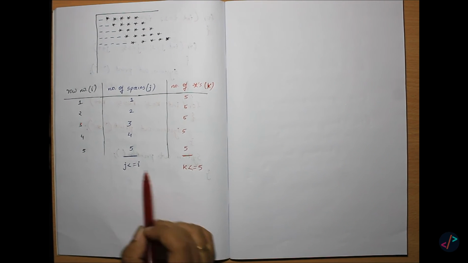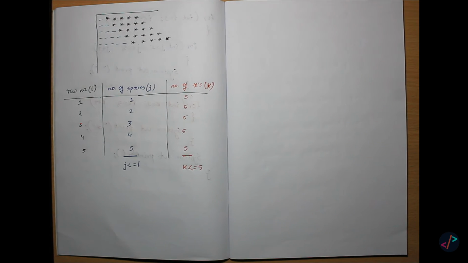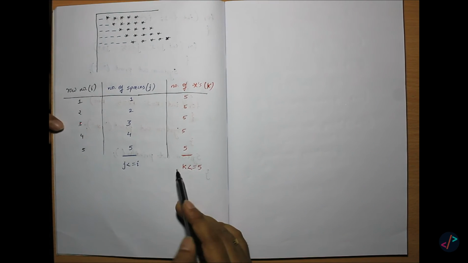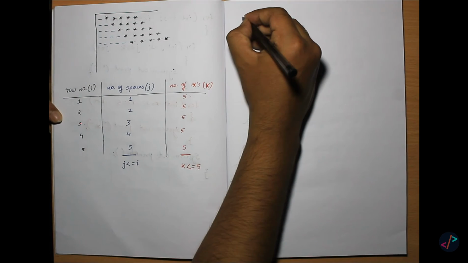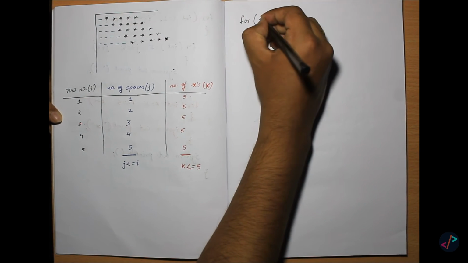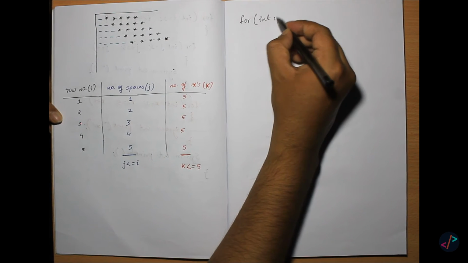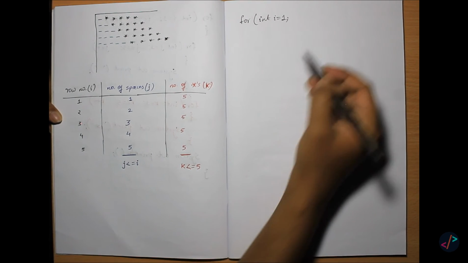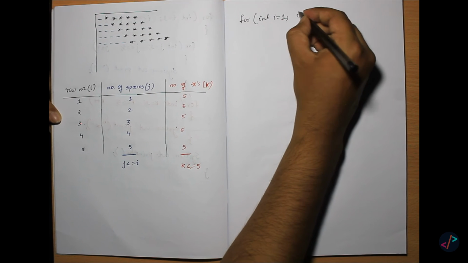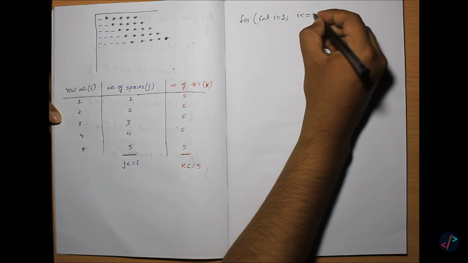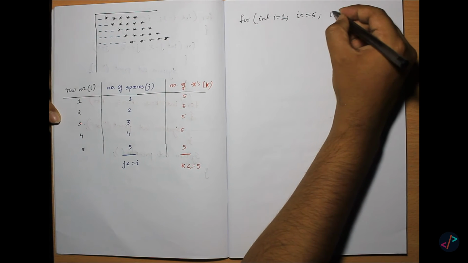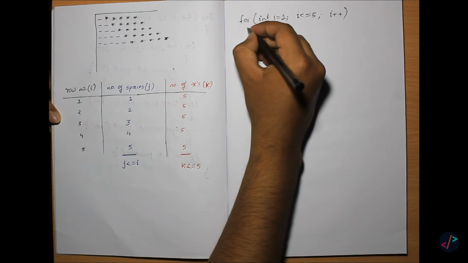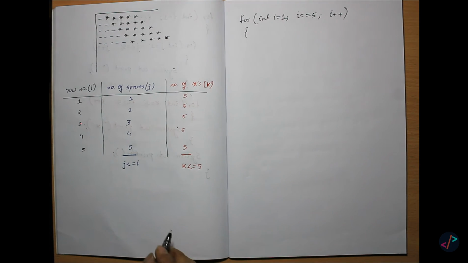So keeping this table at the back of the mind, let us now write our code. So first, let me try to print every row. Row is taken care of by I. So I will now write a for loop. So I'll write for int I is equals to 1. I should go 5 times. So I will write I less than or equals to 5. And every time I should be incremented. So I'll write I plus plus. This is my first for loop.